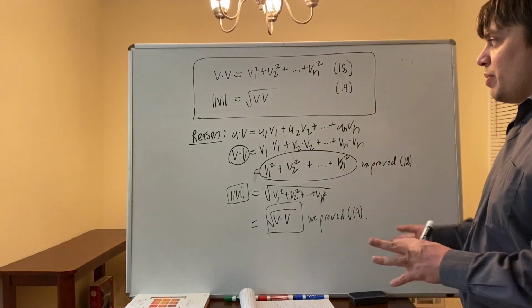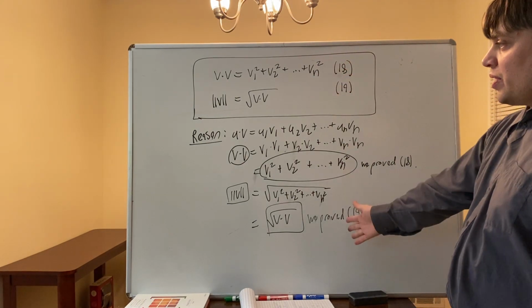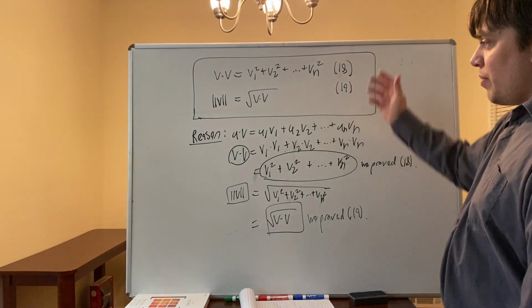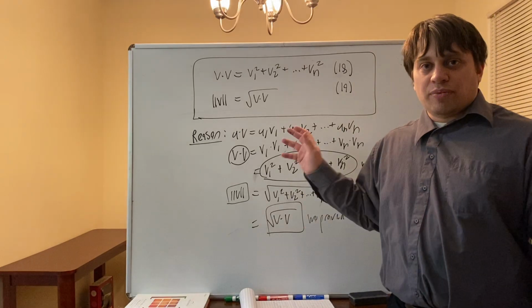Okay, and so that's how a mathematician works. We make a statement and then we justify it with a proof. So what we did here was we made two statements and we justified those two statements and we showed the reason for why they're true.